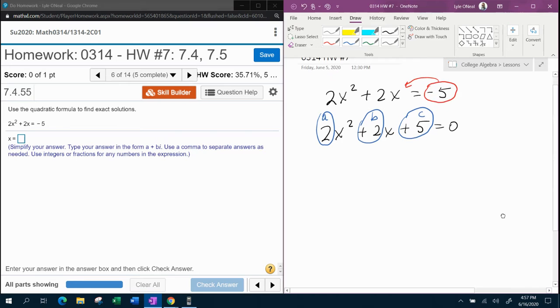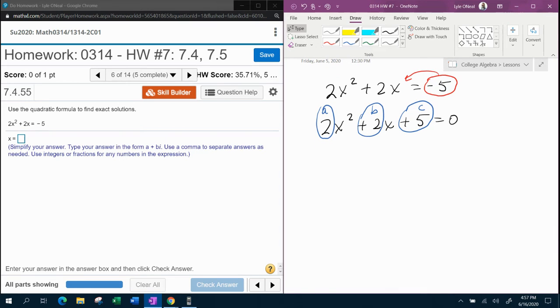Okay, so if you didn't watch the previous video, I'm going to go ahead and give you the quadratic formula again in song. Here we go.